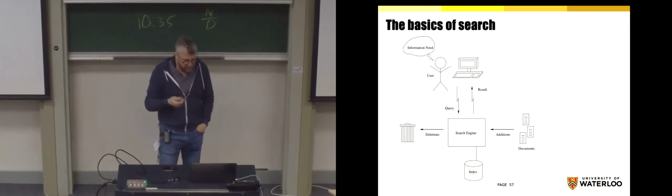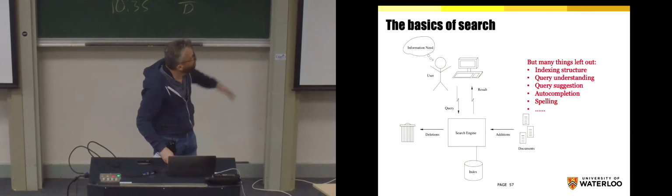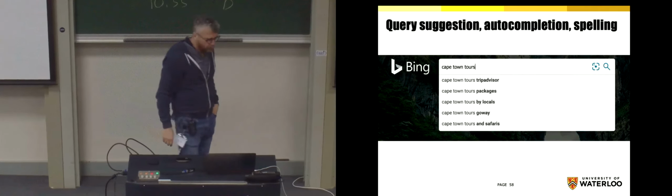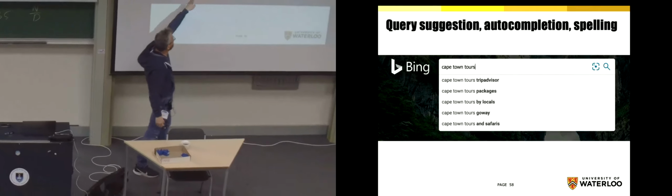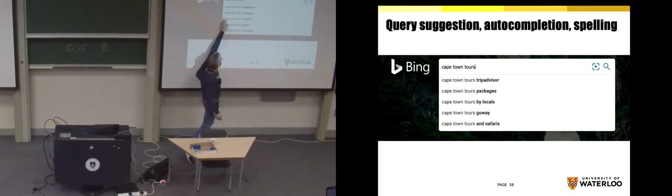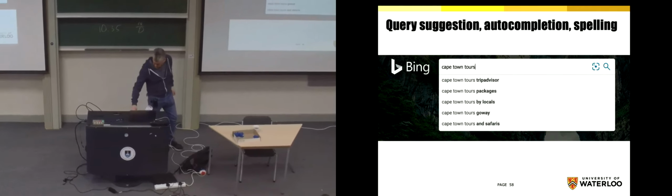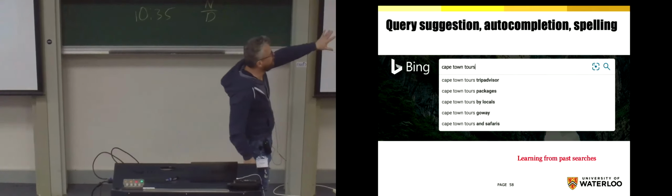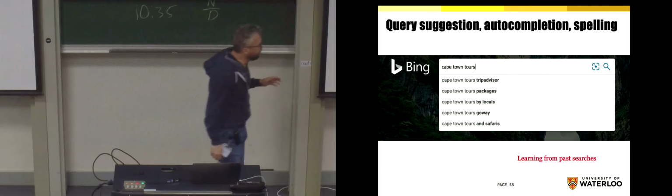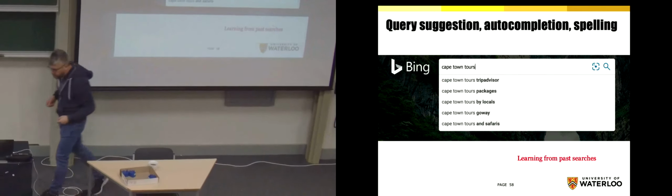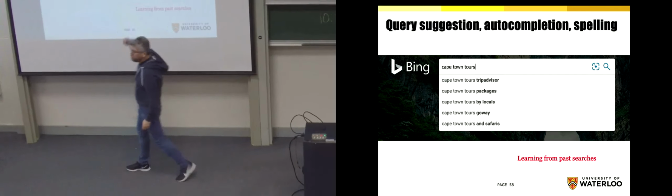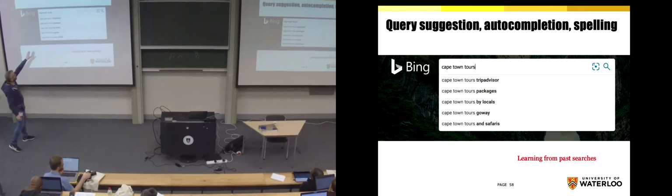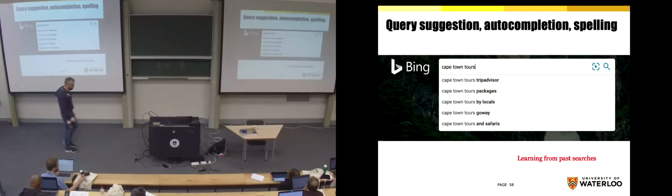Okay, so I did the basics of search a little earlier. Many things I left out; I will allude to some of them. One thing that's tremendously important: I went to Bing, I typed Cape Town tours, and it immediately suggested a bunch of queries like this. I'm not going to get into where this comes from. This is a whole other interesting area, another bunch of machine learning in search, and a lot of it is learning from past searches, from what people have done in the past. The answer to Cape Town Tours probably is Cape Town Tours TripAdvisor.